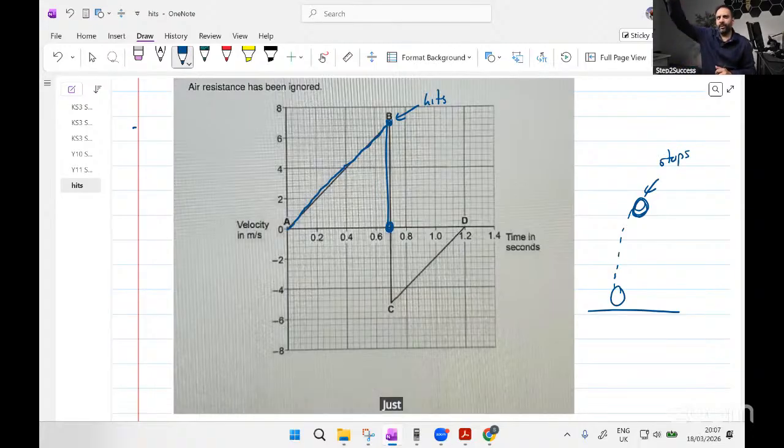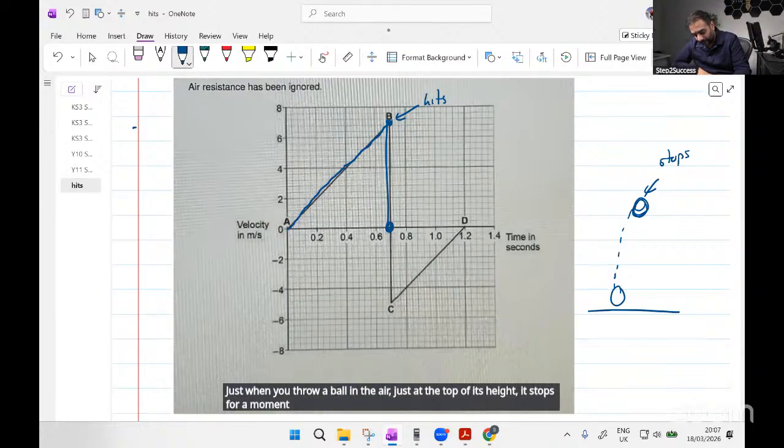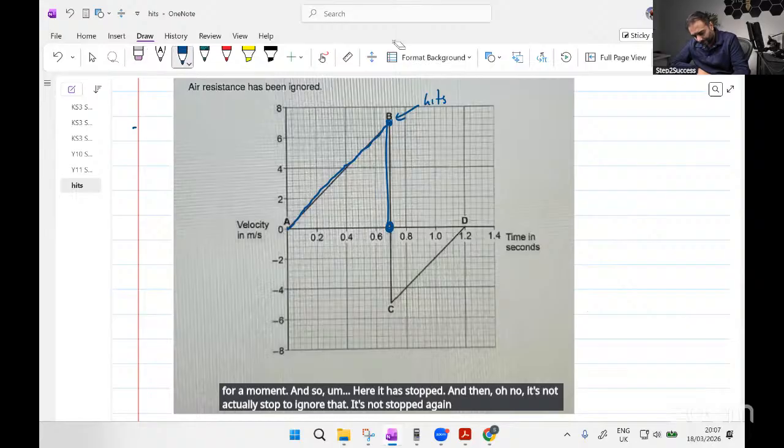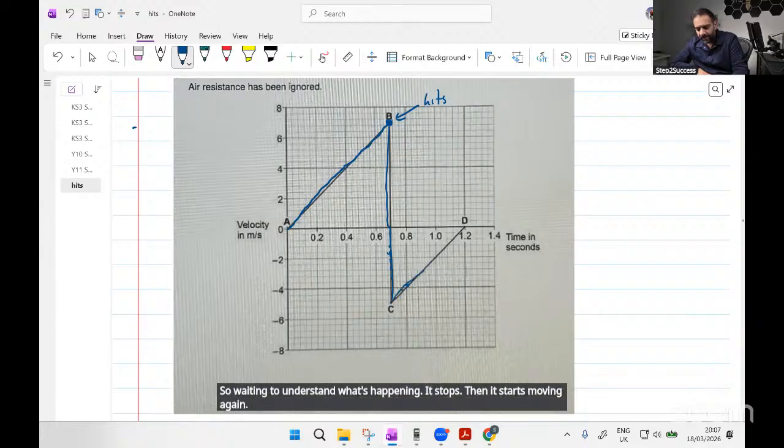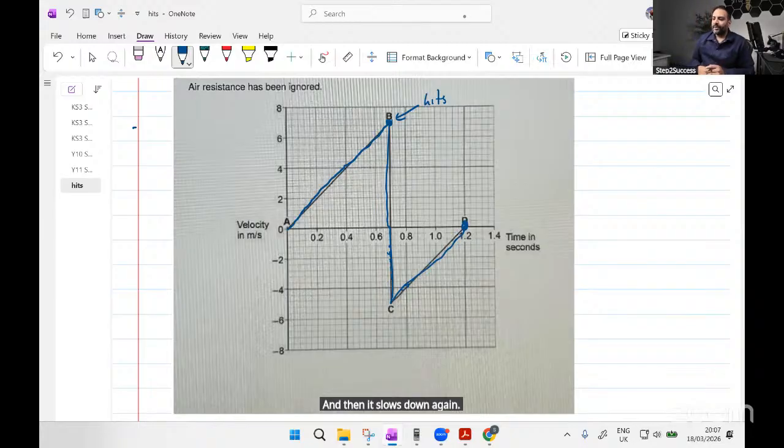Just when you throw a ball in the air, just at the top of its height, it stops for a moment. And so here it has stopped, and then, oh no, it's not actually stopped. Ignore that. It then reaches the top of its height, and then it starts to slow down again. So wait, I'm trying to understand what's happening. It stops, then it starts moving again, and then it slows down again. Fine. Okay.